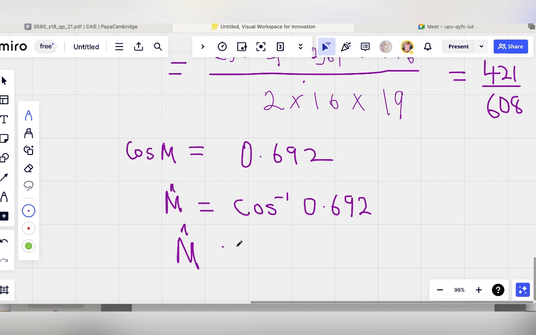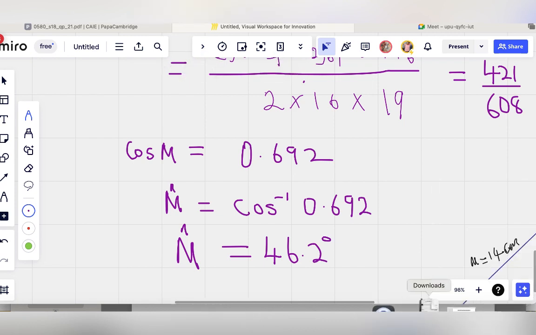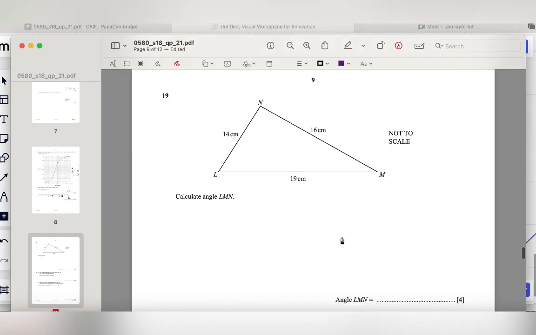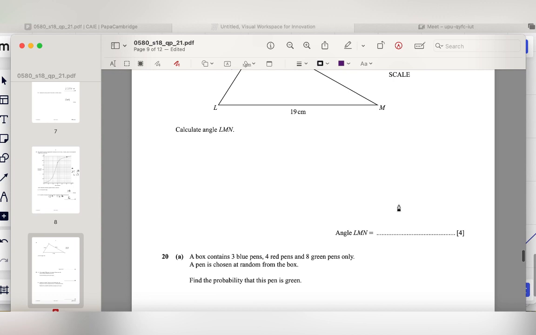What do we get as our angle M? 46.2 or 46.17, right? 46.2 approximately to one decimal place, degrees. So that's the answer to this question, and that's it for that question. Now we move on quickly for the sake of time. We write the angle 46.2 in our question paper. Here, you write 46.